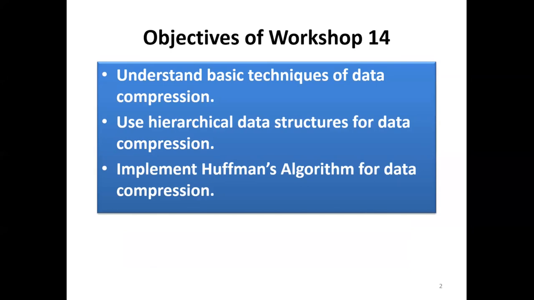The objectives will cover understanding the basic techniques of data compression. We'll also talk about data compression using hierarchical data structures. And lastly, we will look at implementing Huffman's algorithm for data compression.